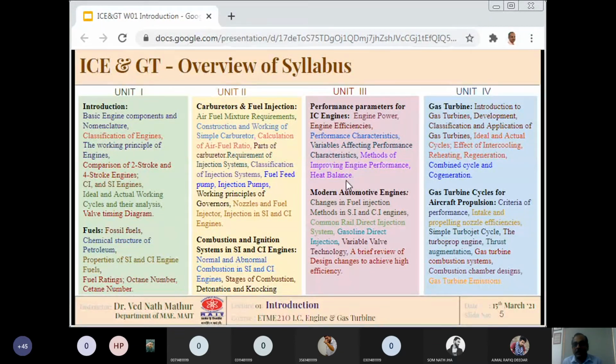Then this second part is again a very interesting one. It's about the developments taking place nowadays in modern automotive engines. There are some changes in the fuel injection system. So what are the methods in SI and CI engines for fuel injection? Common rail direct injection system, gasoline.